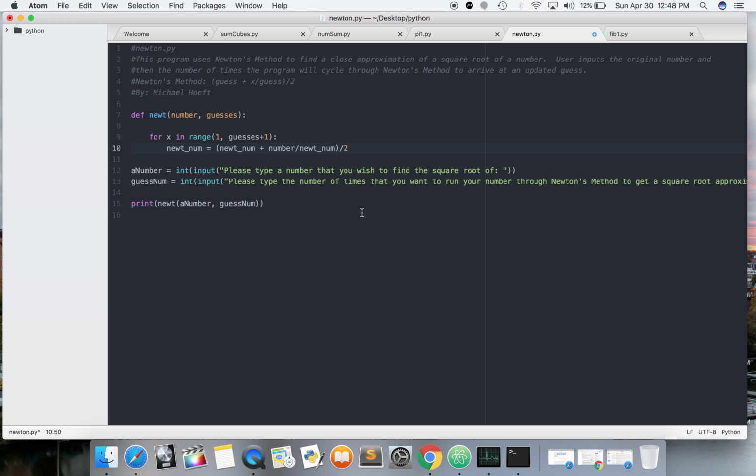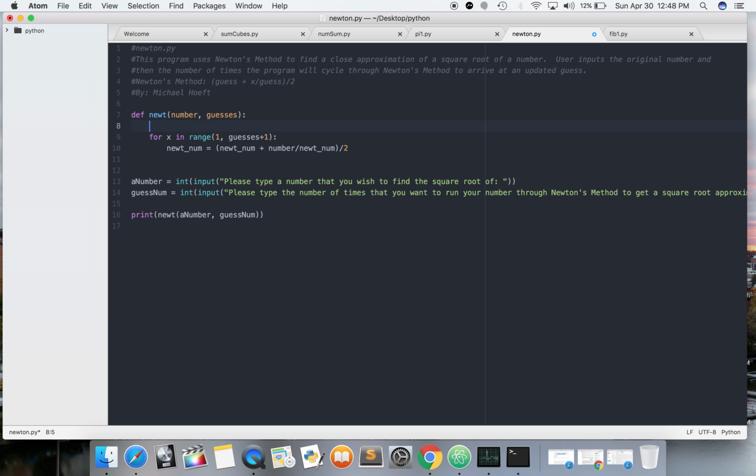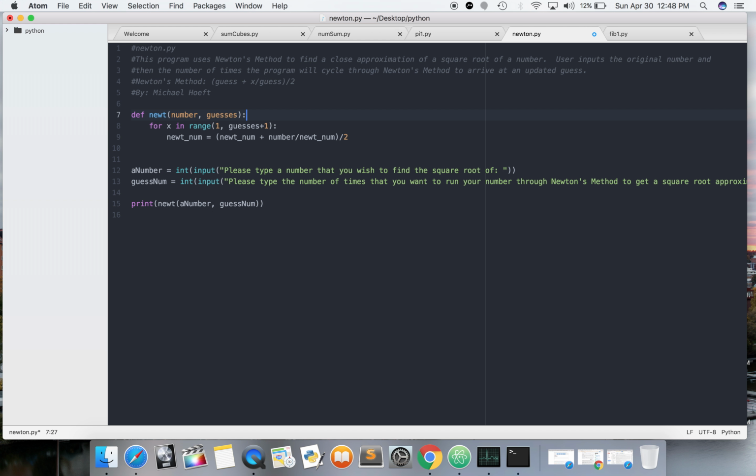So num equals, all right, so then we don't need to initialize number or guesses because they were already passed in those parameters as arguments in the def in the newt header. I think that's good. And then we're going to return newt num. So this here, these are the arguments that get passed through into this function. And this is what's returned. So we want to print the return of this.